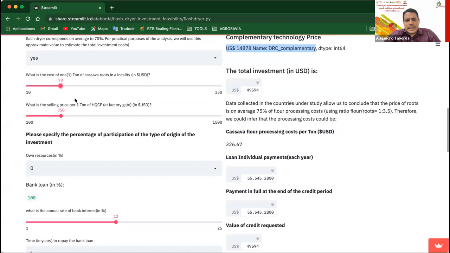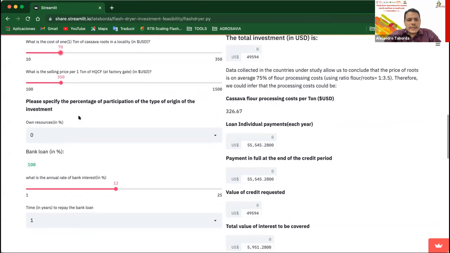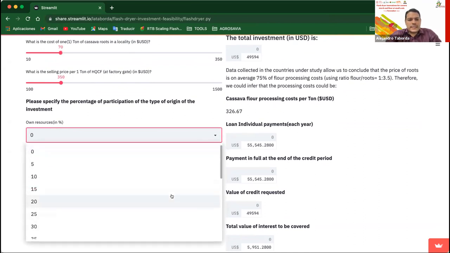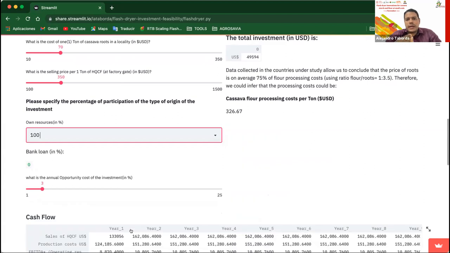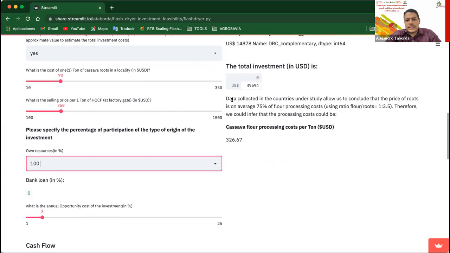I say that these are the most important parameters of this exercise, and you will see why I say that. After that, we need to indicate the percentage of participation of the origin of the investment. That could be own resources or bank loan, maybe more, but in this example we use only two: the own resources and the bank loan. Suppose that you have the money for this and you don't need the bank loan. If I say that 100% of the money used in this investment is yours, then the bank loan is 0% and all the information about the loan disappears.